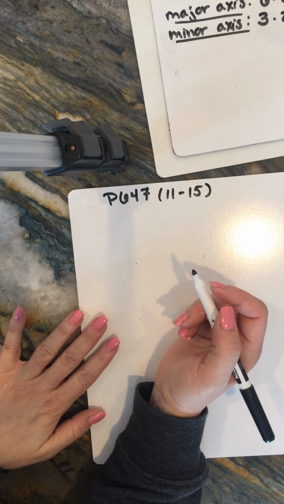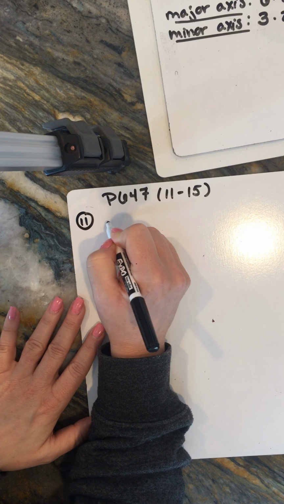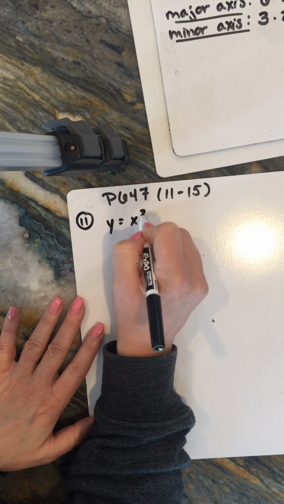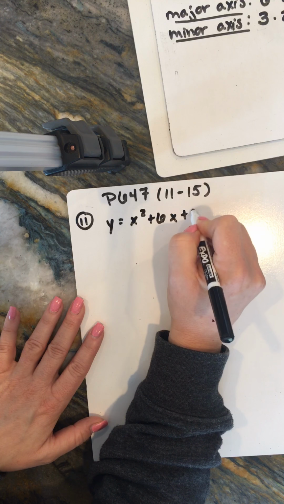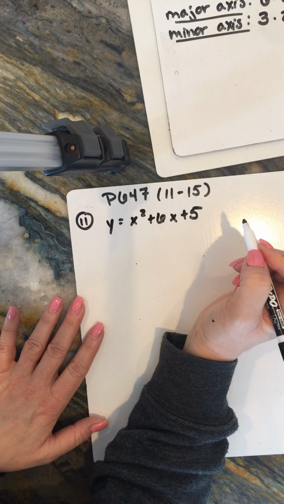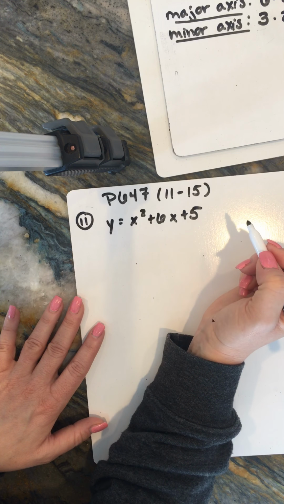So 11, they give you an equation, y equals x squared plus 6x plus 5, and you're asked to find the vertex, the focus, the axis of symmetry, the directrix, the direction of opening, and then the length of the latus rectum.